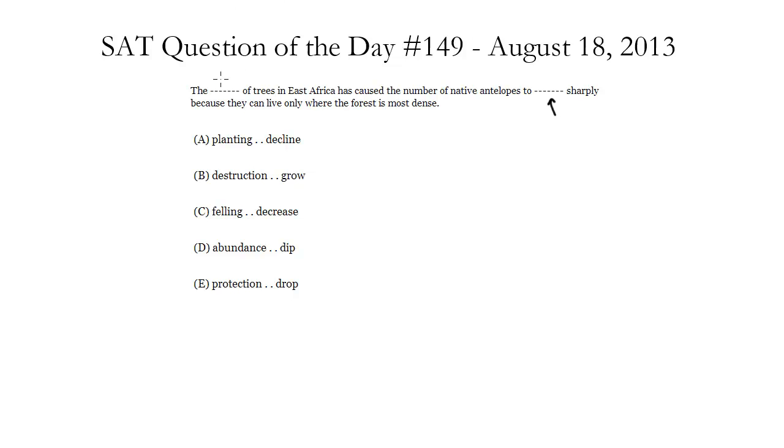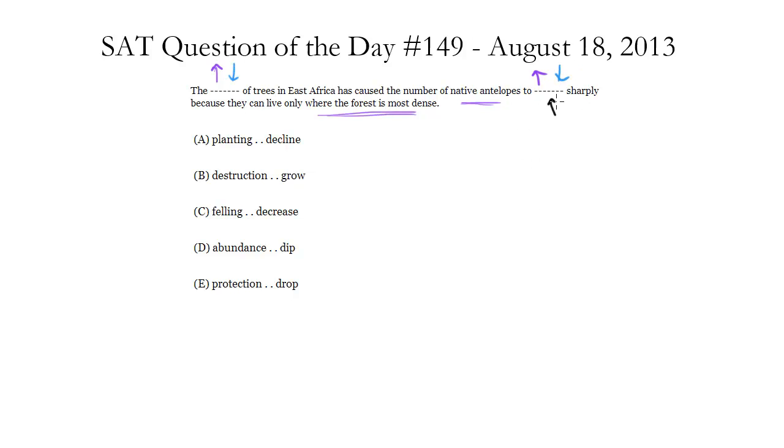If we knew whether the antelope population increased sharply or decreased sharply, that would tell us whether the trees themselves increased or decreased, right? Because the one thing we do know is that the number of antelopes is going to depend on the number of trees because they live only where the forest is most dense. So if the trees go up, it's going to lead to the increase in the antelopes, or the decreasing of trees will lead to decreasing in the antelopes.